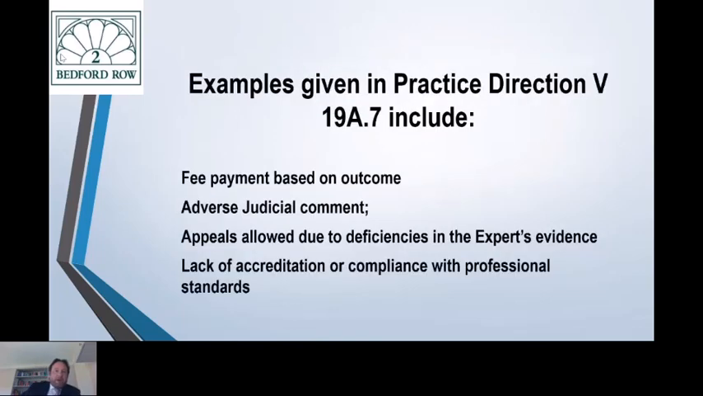Examples given in the practice direction at 19A.7 include, as well as the more obvious matters such as criminal convictions or adverse findings from professional bodies, fee payment based on outcome, adverse judicial comment, appeals allowed due to deficiencies in the expert's evidence, and a lack of accreditation or compliance with professional standards.